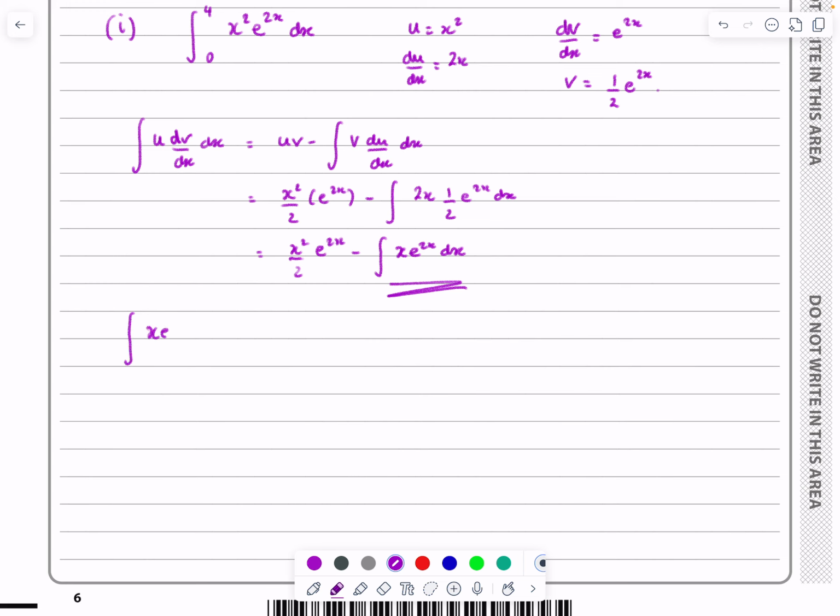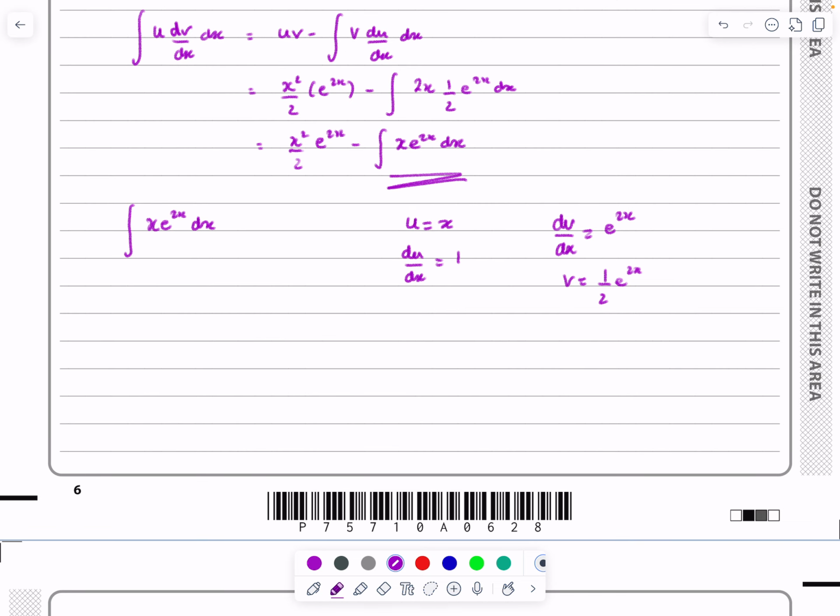So integrating x e to the 2x dx, again, I'm going to do exactly the same thing. So u equals x this time, du by dx is equal to 1. You should get to be quite quick at this process if you do lots and lots of practice of them. dv by dx is e to the 2x, so v is going to be a half e to the 2x again. So same formula, the integral of u dv dx is equal to uv minus the integral of v du. So that's going to give me uv, which again is those two, minus v du by dx, which is those two.